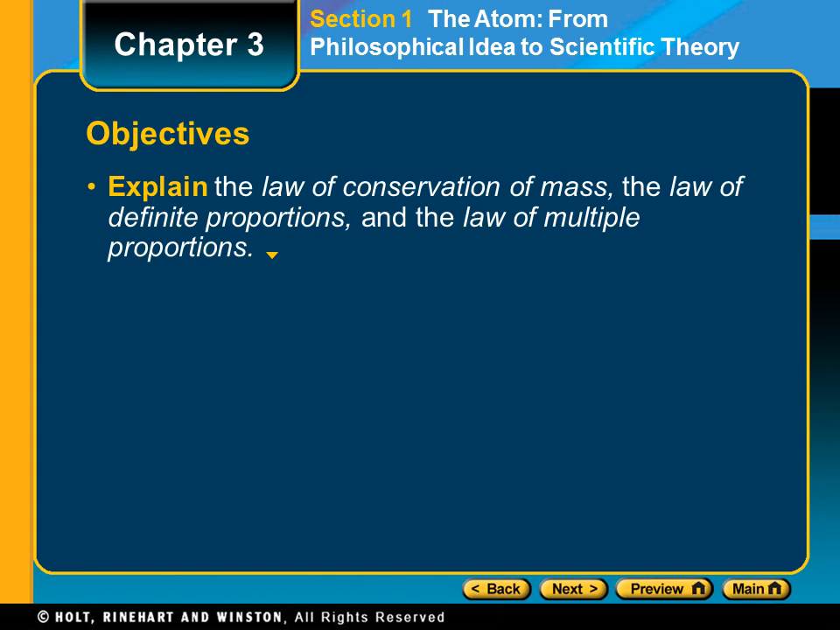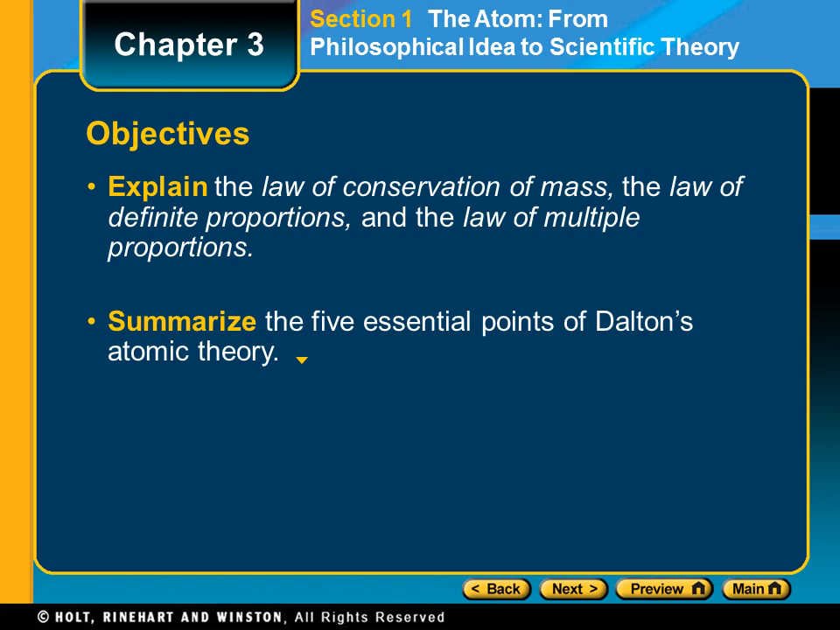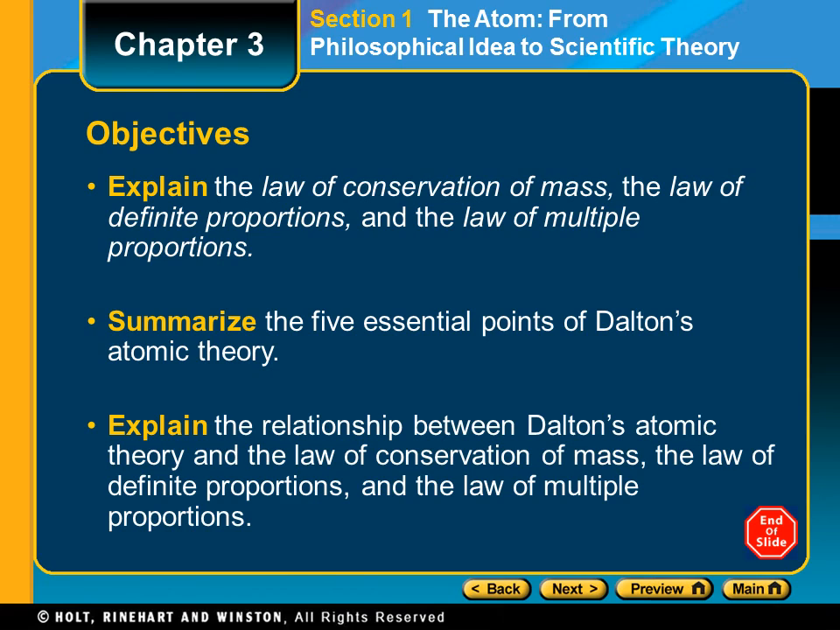All right, so in this section of Chapter 3, we're looking at the atom, and we want to explain the law of conservation of mass, the law of definite proportions, and the law of multiple proportions. We want to be able to summarize the 5 essential points of Dalton's atomic theory, and we want to be able to explain the relationship between Dalton's atomic theory and the law of conservation of mass, the law of definite proportions, and the law of multiple proportions.